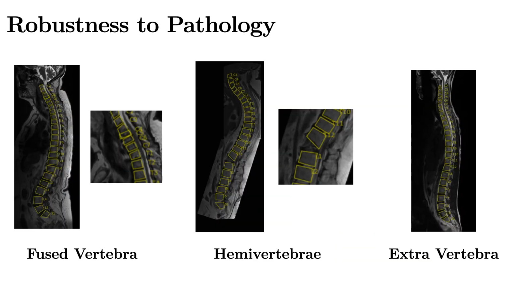Finally, we show examples of our network dealing with in-the-wild pathology, such as fused vertebra, hemivertebra, and extravertebra. This suggests that this method is an appropriate candidate for clinical use. In the paper, we also demonstrate a potential application of the pipeline for scoliosis detection.